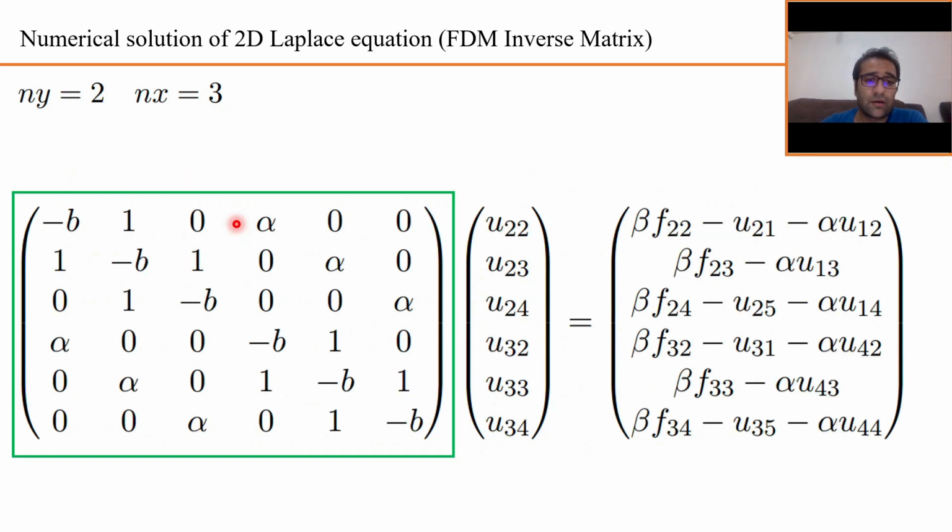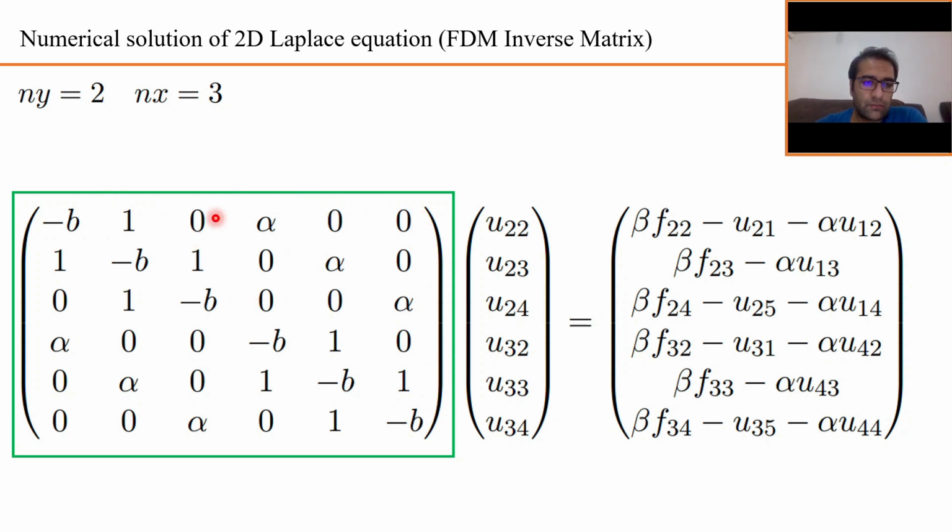And if I write it in matrix form, I will end up with such a system of equations. And you see that when the number of unknown grids is 2 by 3, we have a 6 by 6 matrix for A. You see, here we have 6 and here we have 6.